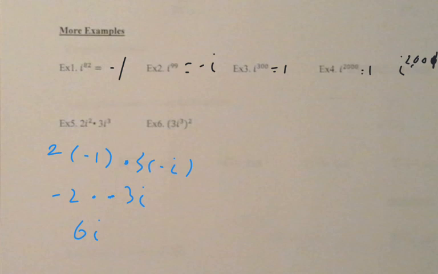Alright, so now we have 3i cubed squared, and you can just rewrite it like this: 3 squared times I cubed squared. You get 3 squared is 9. I cubed raised to the second power. We multiply our exponents, so we get I to the 6th.